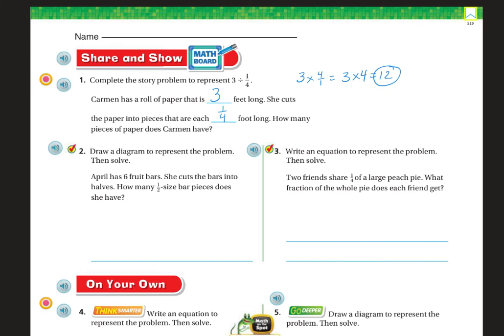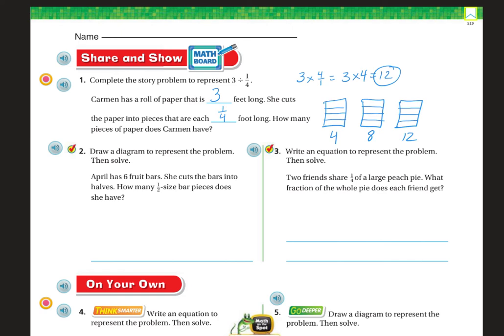If she has a roll of paper that is 3 feet long, here we go, I'm going to draw it so that you can see it, 3 feet long, and she's going to cut this into pieces that are each 1/4 foot long. That would mean that each one of these is divided into fourths. How many pieces does she have? She has 4, 8, 12. There you go. So now you can see with an equation what your answer would be, and if I decided to draw it, how your answer would look.